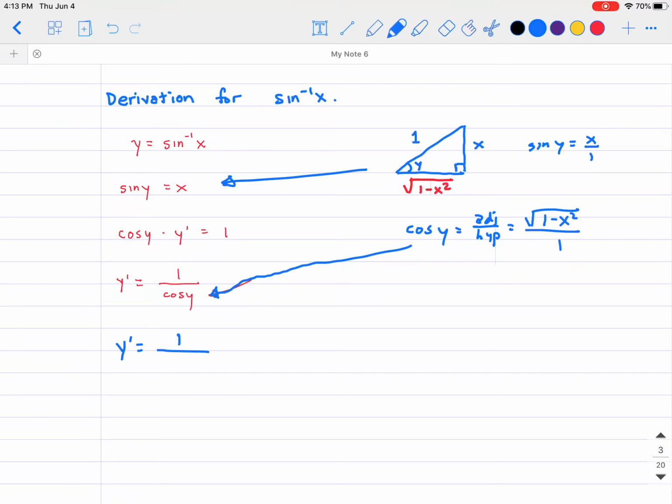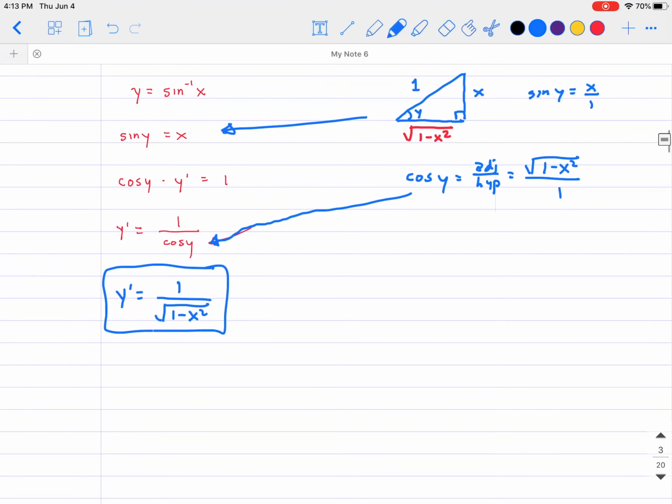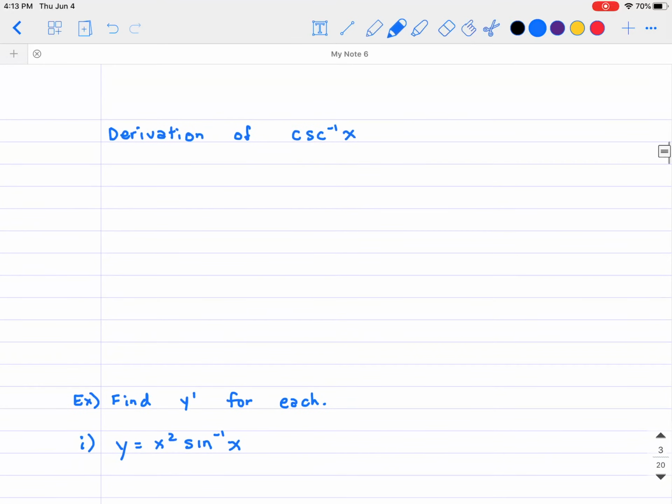So my final answer, y prime, is going to be equal to 1 over the square root of 1 minus x squared. And that's going to be our derivative of sine inverse of x. Okay, so a little bit tricky, but hopefully you can understand where that's coming from. Let's go ahead and try one more just so that you can get a better grasp of this.